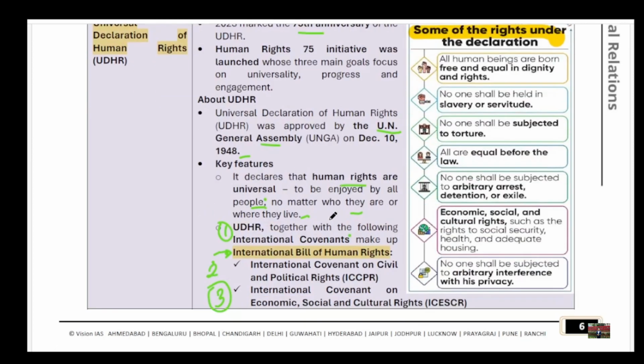All right. So there can be a direct question: which three bill or covenant make up as International Bill of Human Rights? So remember, it is Universal Declaration of Human Rights, International Covenant on Civil and Political Rights, and the International Covenant on Economic, Social, and Cultural Rights, right?